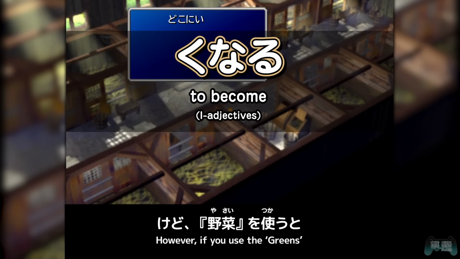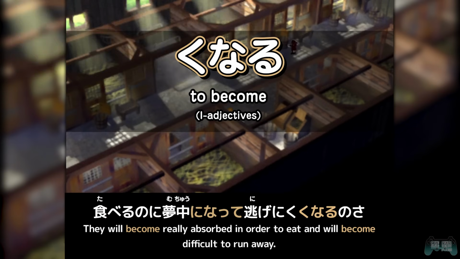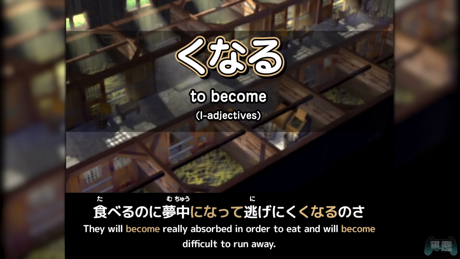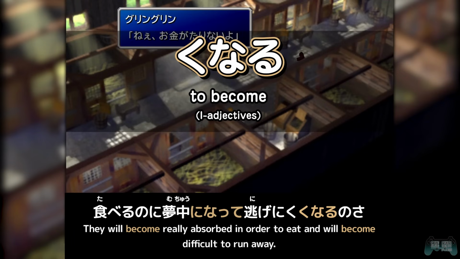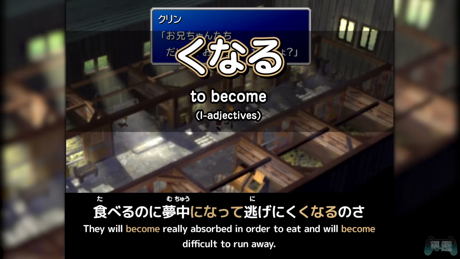At the Chocobo farm, Choco Billy is explaining that if you use the greens, they will make the Chocobos become really focused and actually become more difficult for them to run away from you. And so here we see muchu ni natte, become absorbed in something, and then nige nikui, meaning difficult to run.